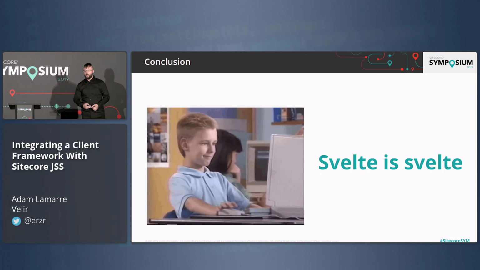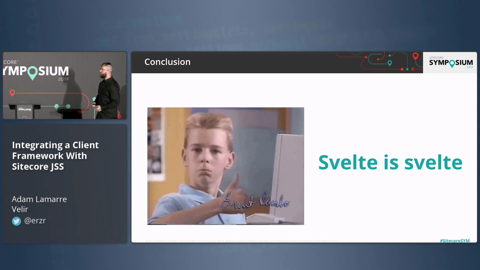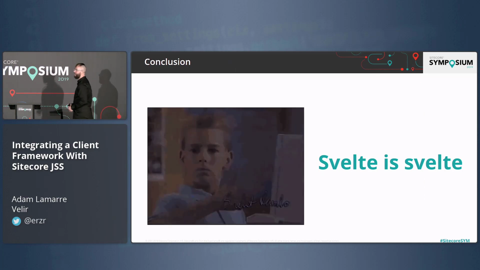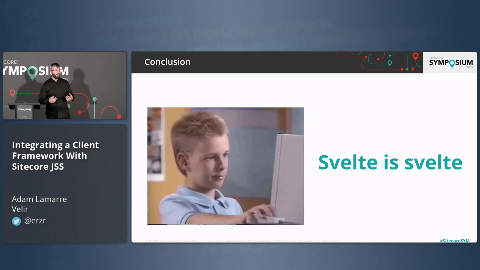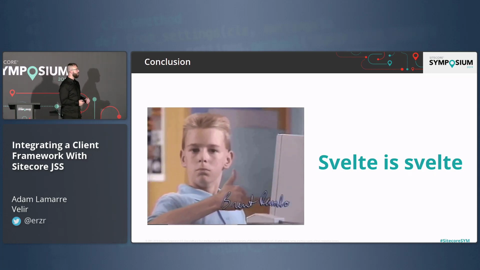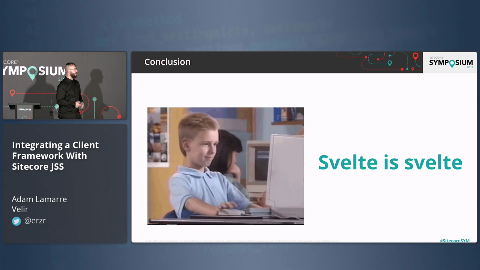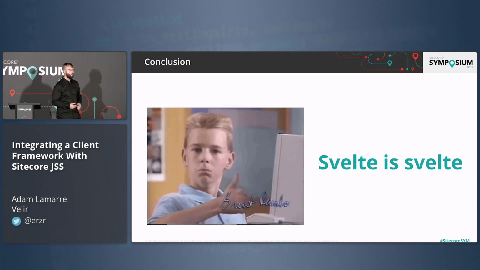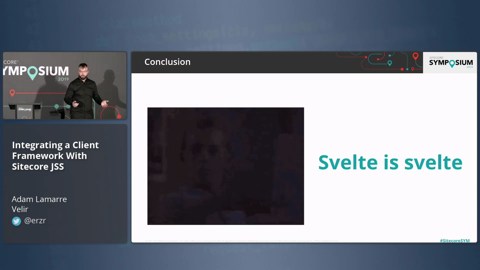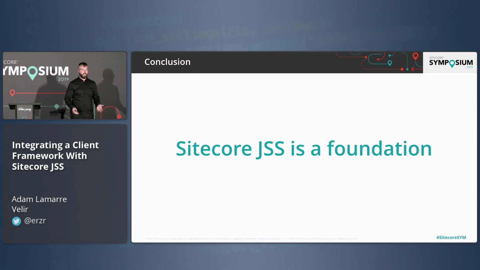So, just to conclude, Svelte, I think, holds a lot of promise, and I hope that some of the stuff I showed today made you interested in it, and you think that it's a framework worth watching. And then ultimately, Sitecore JSS is a foundation. You can bring your own application framework to it, and at its core, it's a layout service call that you're rendering out in your own way.